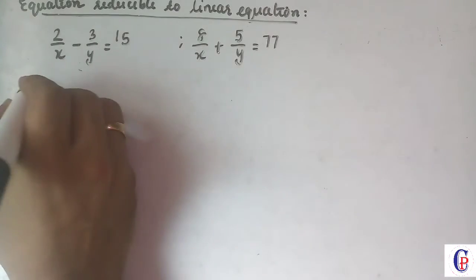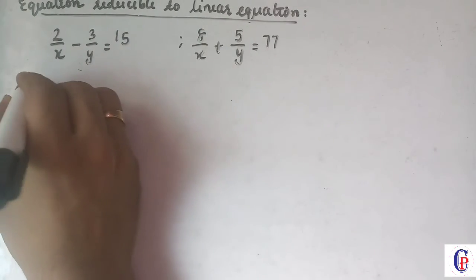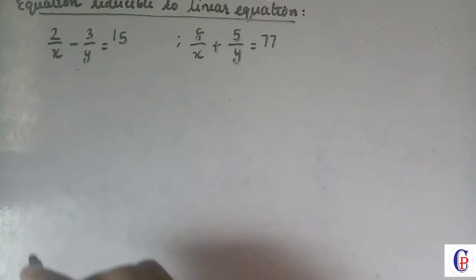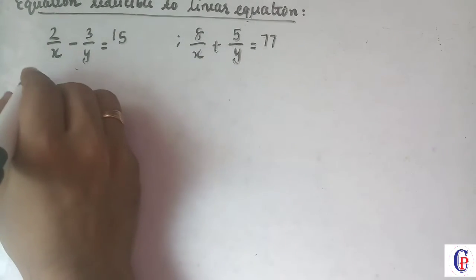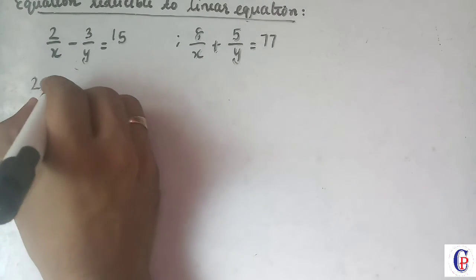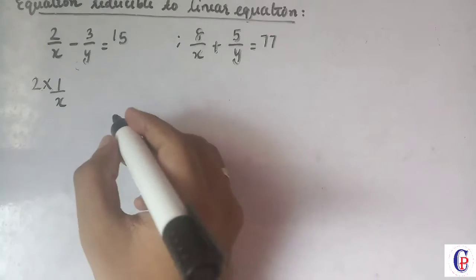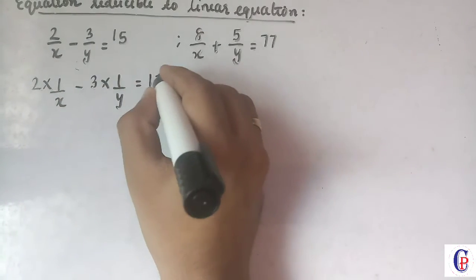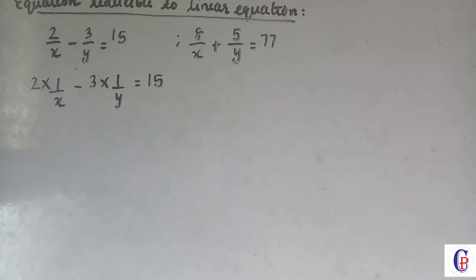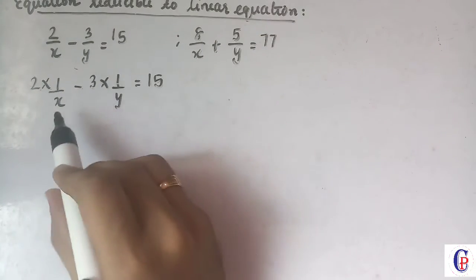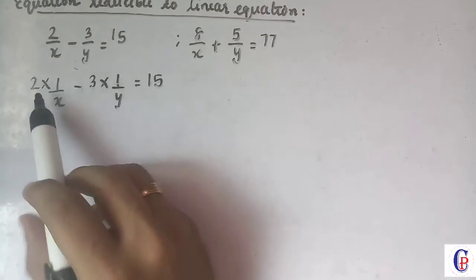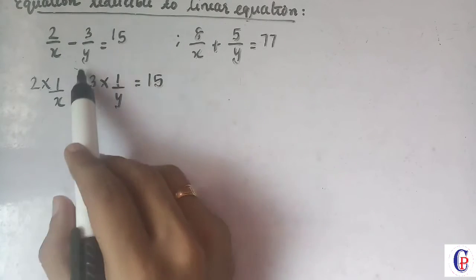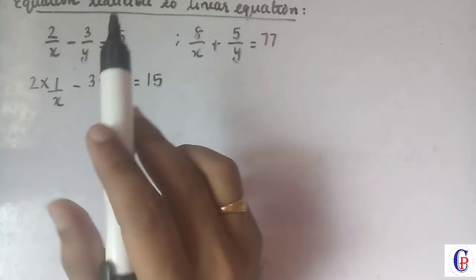Okay, so if you see the first equation, 2 upon x minus 3 upon y, we can write 2 upon x as 2 into 1 upon x, 3 upon y as 3 into 1 upon y, and 15 as just 15. We will not write this again and again, this is just an explanation.